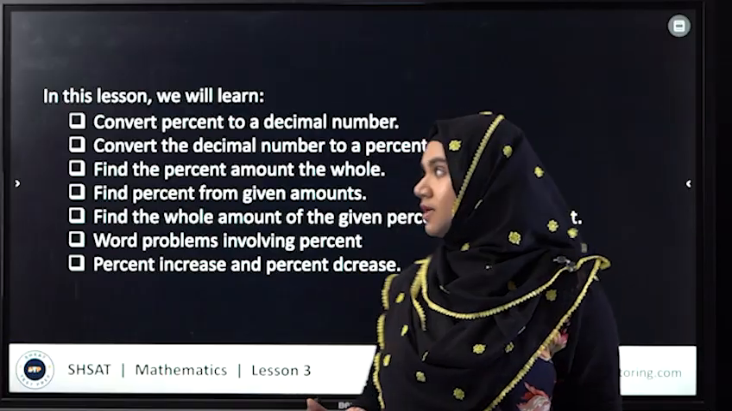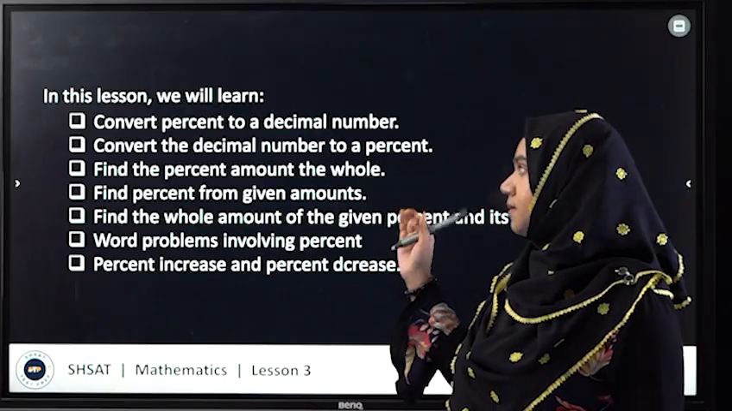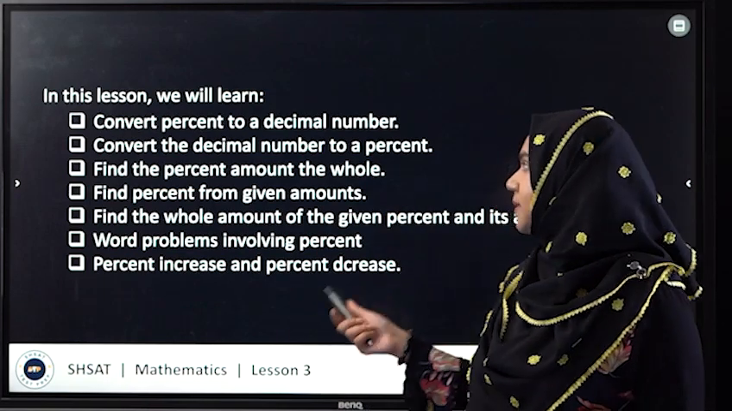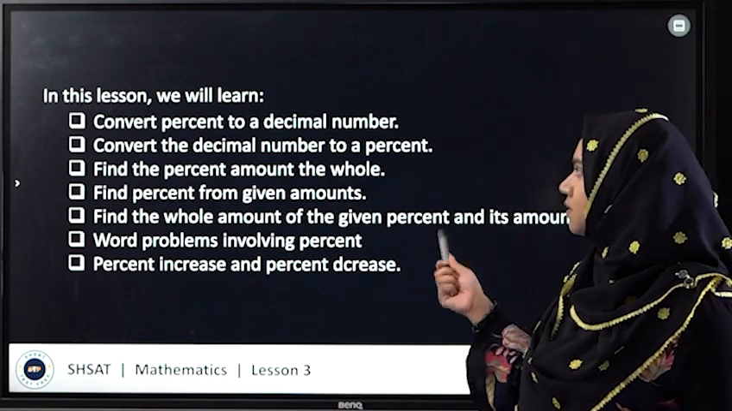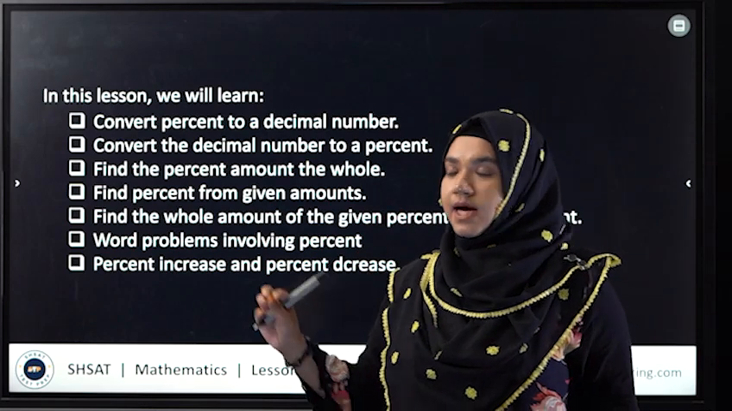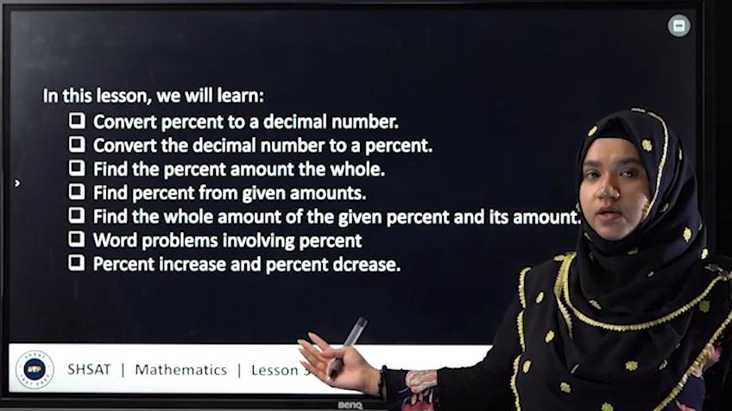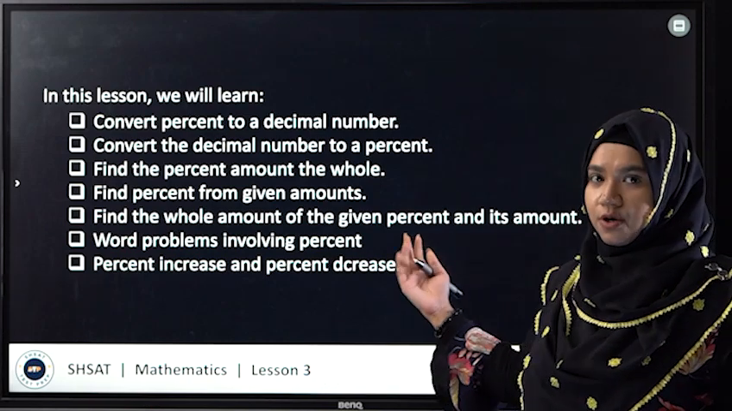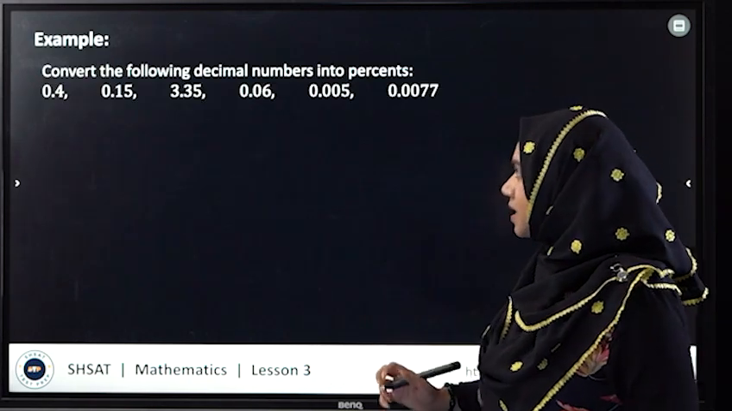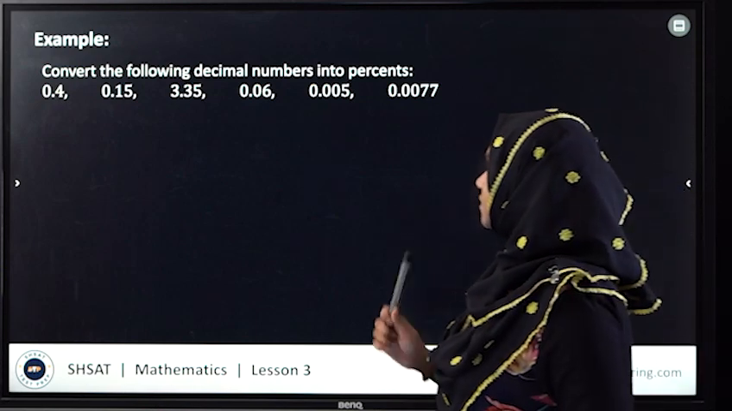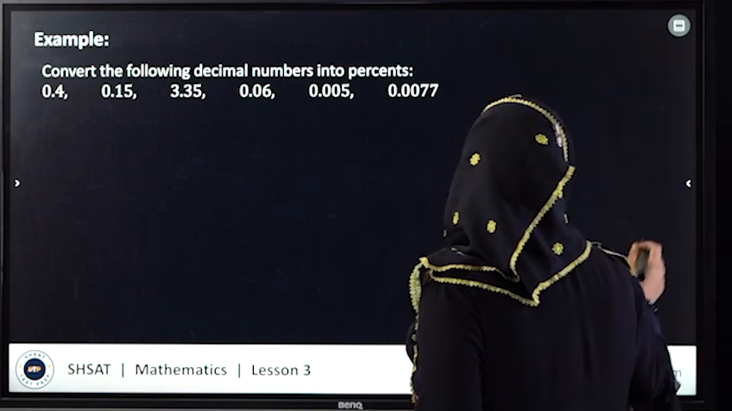So in this lesson, we are going to learn about percentages and decimals, basically how to convert a percent to a decimal, a decimal to a percent, how to convert a percent to a whole, and so on. There are a lot of things that we're going to learn in this particular lesson. So let's go on. For the first example, we need to convert these decimals into percents, all right?